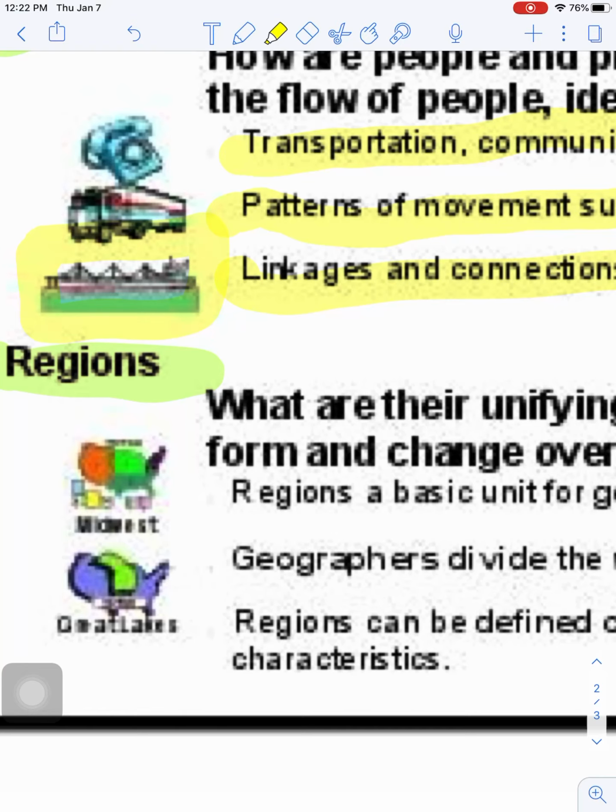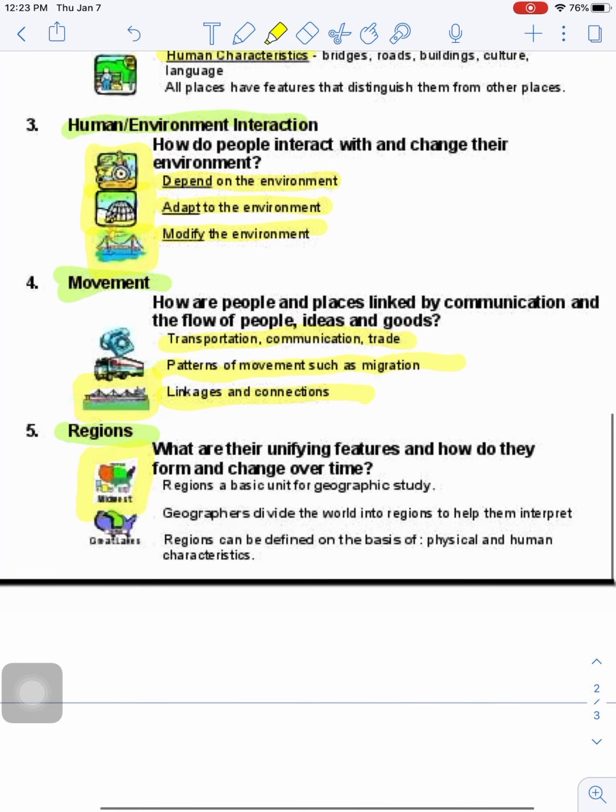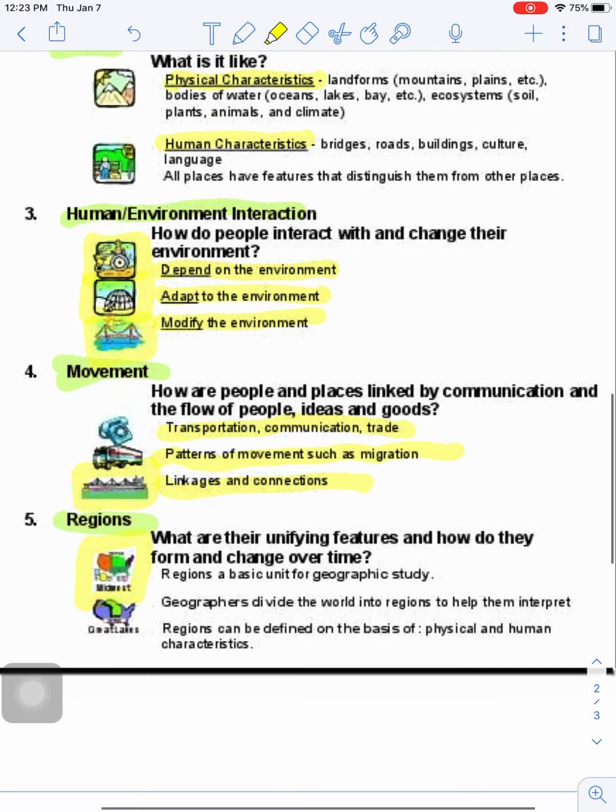We're going to look at a different picture that's a lot better here in just a moment. But regions are how we break up different areas of our different countries to basically say these areas are very similar. So for example, in Michigan, we live in what is called the Midwest. It contains several states that are located around us, and we just have similar characteristics, physical and human, in the area that we live. So they categorize us as the Midwest.